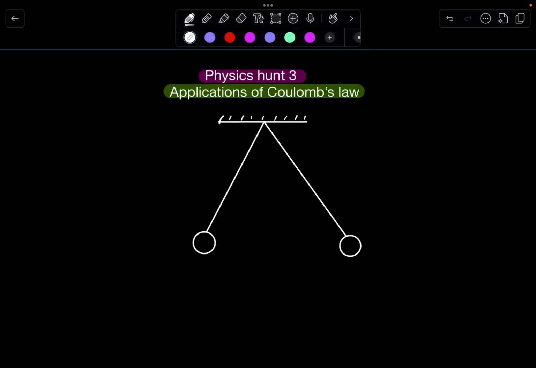Welcome back to the session. In this video, I am going to discuss applications of Coulomb's law. This topic is most important for NEET as well as JEE students.